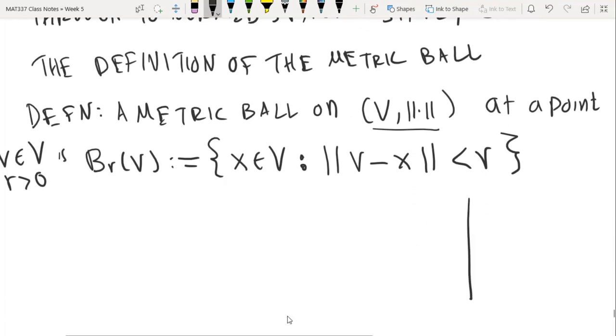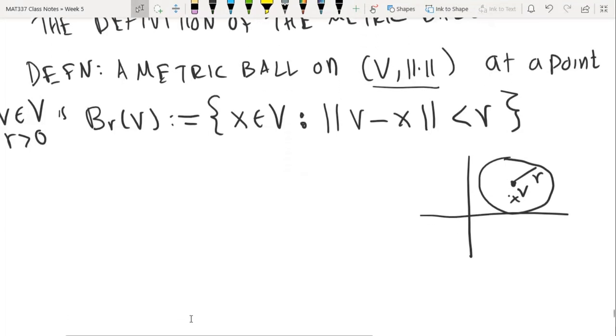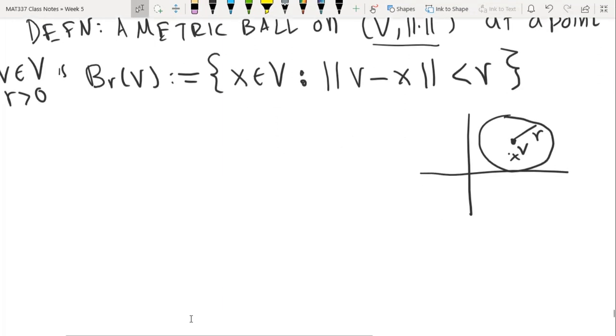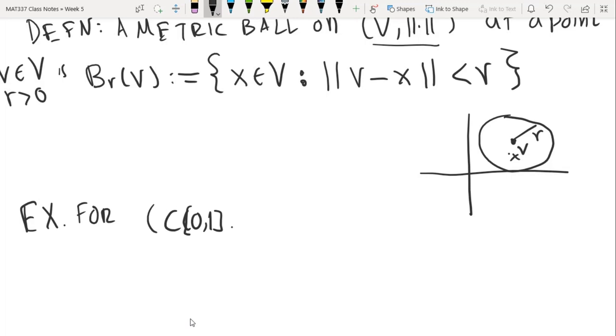So in Euclidean, we just have the usual ball, right? But now we're in arbitrary norms. So let me do a concrete example. Take continuous functions on 0, 1 with the supernorm.